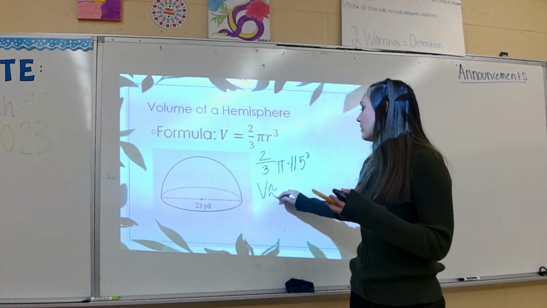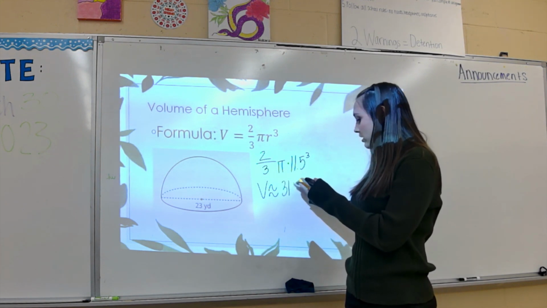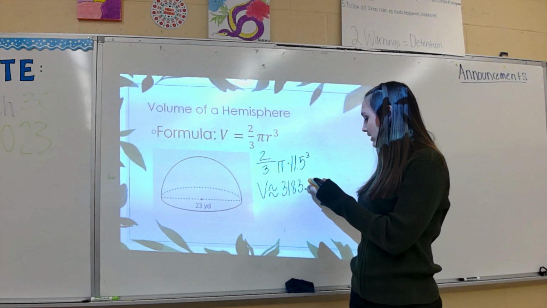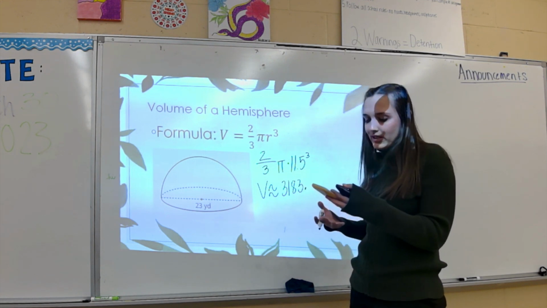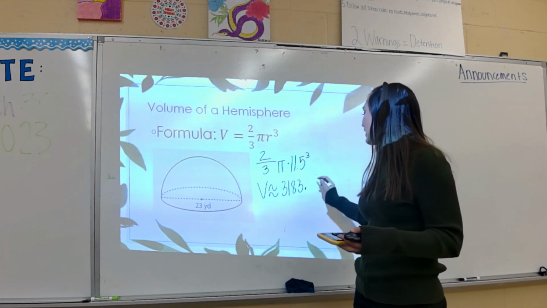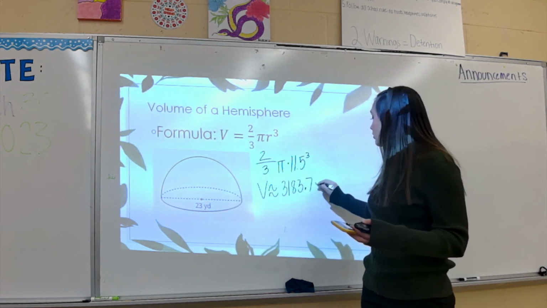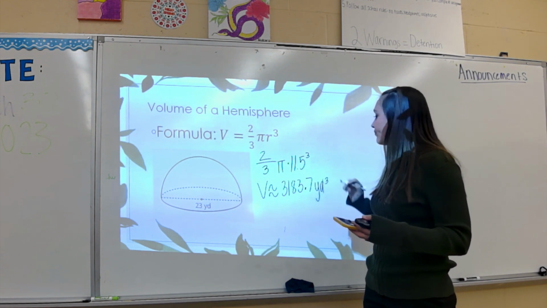Once again, need the approximation symbol because it's not exactly 3,183. I'm going to say .7. You could do 2 decimal places, but that's 0.698, so that would be 0.7 anyways. So we're going to put 0.7, and once again, this is in yards, so I have to put yards cubed.